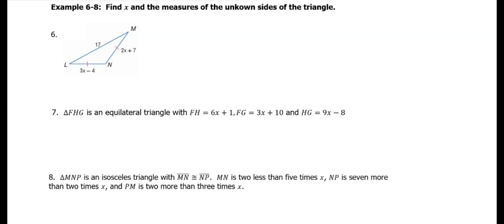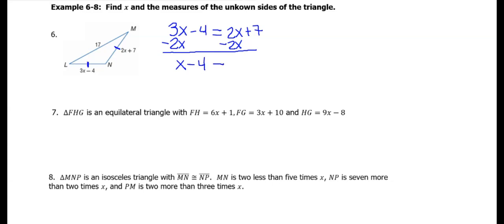On number 6, I noticed due to the markings here, we have a scalene triangle, which is helpful because I can set those algebra expressions equal to each other. So I'm going to say 3x minus 4 equals 2x plus 7. I can solve for x now. Subtract that 2x to the other side, and I get x minus 4 equals 7. Adding that 4 over to the other side, I get x equals 11.